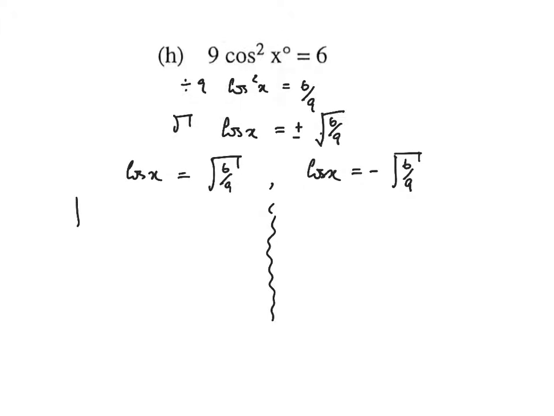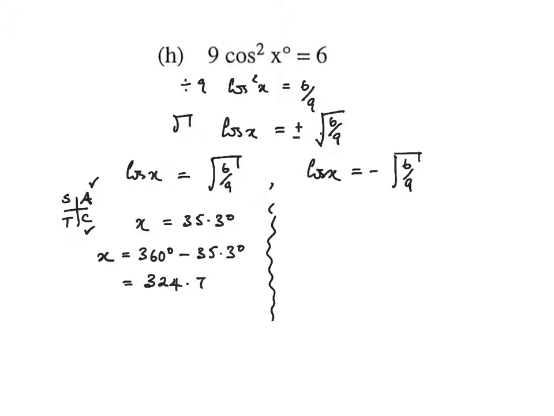Cast diagram here, we'll do the positive one first, that's the easier of the two. Cos is positive, so we'll take A and C. X equals shift cos root 6/9, and that gives us 35.3. And the second value is found by subtracting from 360 degrees, and that gives us 324.7.